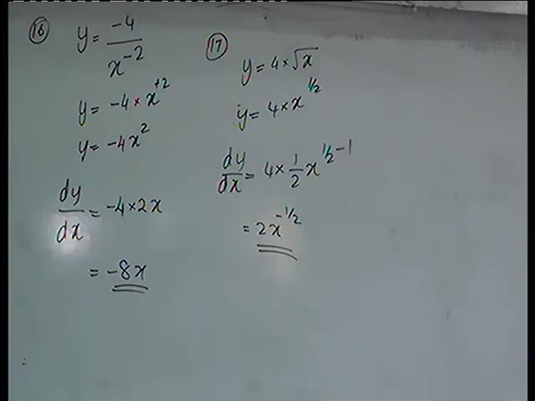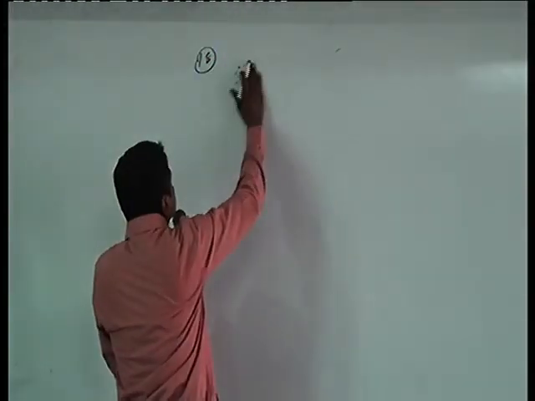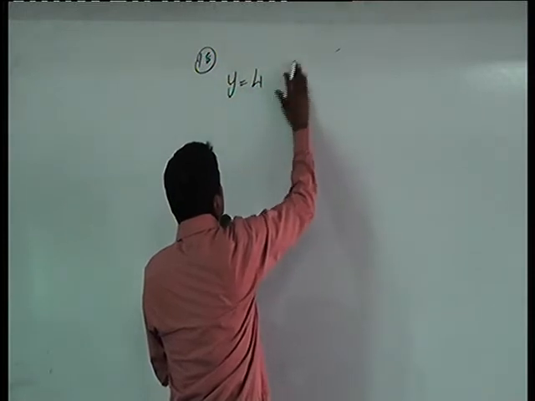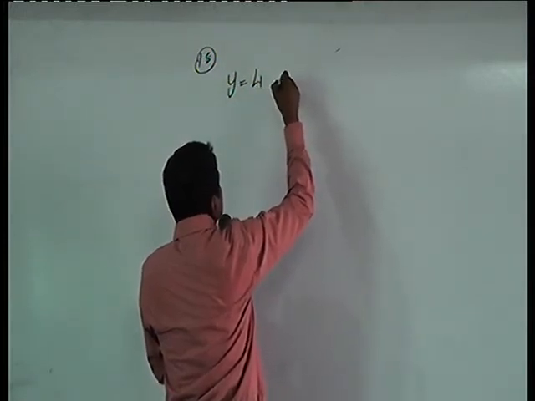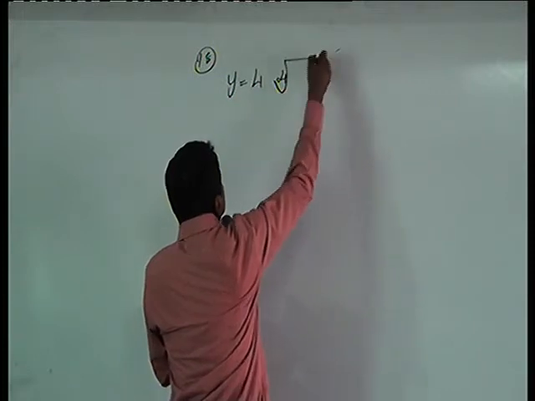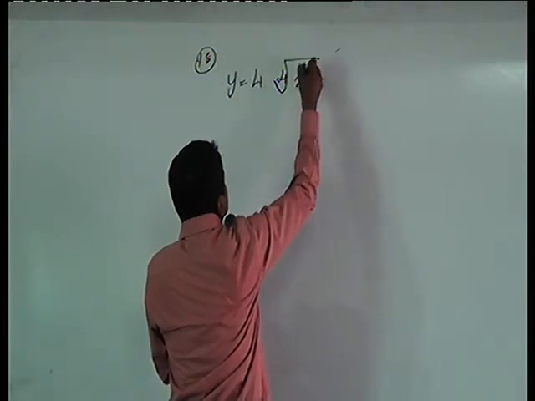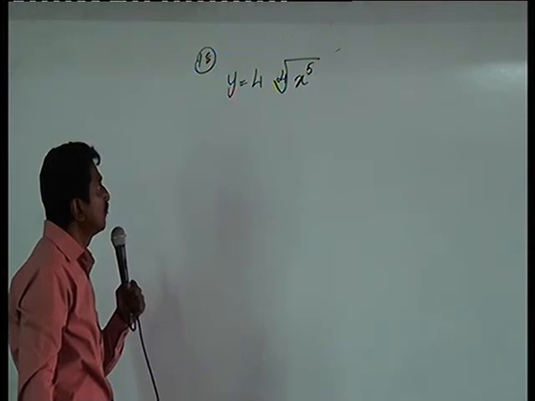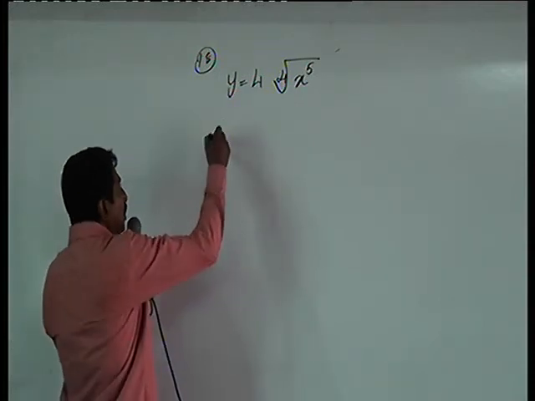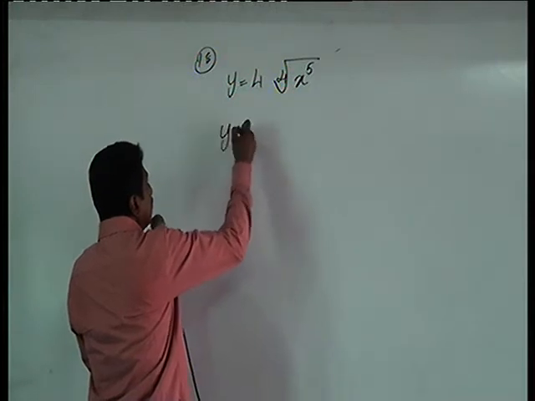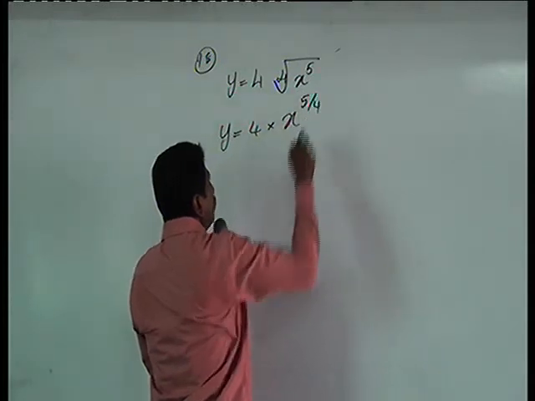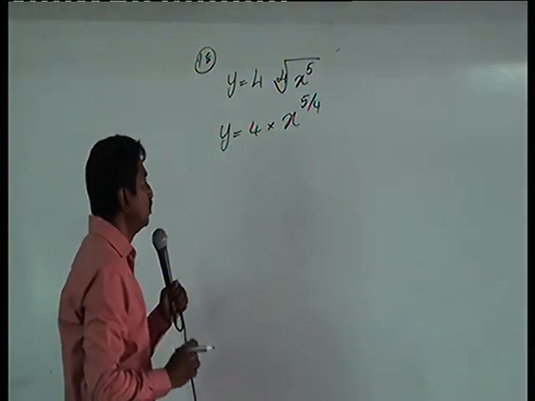Question number 18. 4 into fourth root of x to the power 5. So y is equal to 4 into this, you can write x to the power 5 over 4.